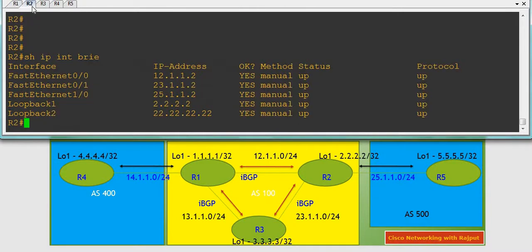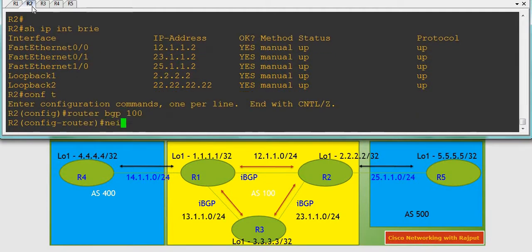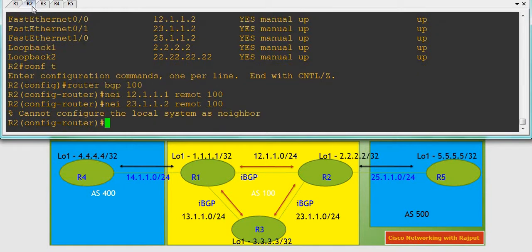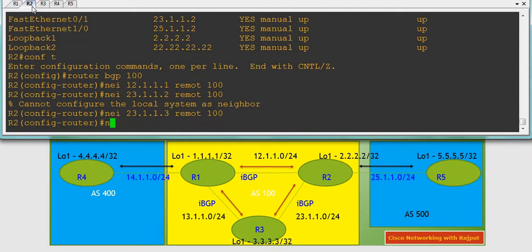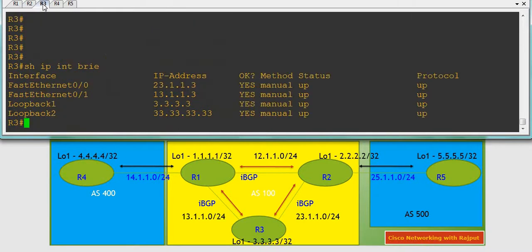Let us go to router 2. Okay, next neighbor is 12.1.1.1, and 23.1.1.3, remote-as 100, and network 22.22.22.22 mask 255.255.255.255. Let us go to router 3.